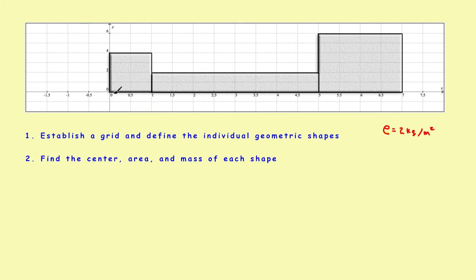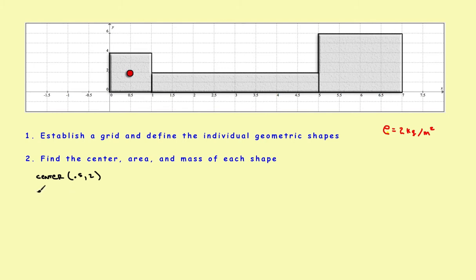So the center of this thing now goes over 1. It's going to be halfway across, so it'll be at 0.5. I think we'll go ahead and write this down here then. So for the first rectangle, the center is going to go over 0.5 and up 2. So this is going to be 0.5 and 2, and that's going to be the center of the first rectangle. Let's go ahead and just put that on there. So there's the center of our first rectangle.